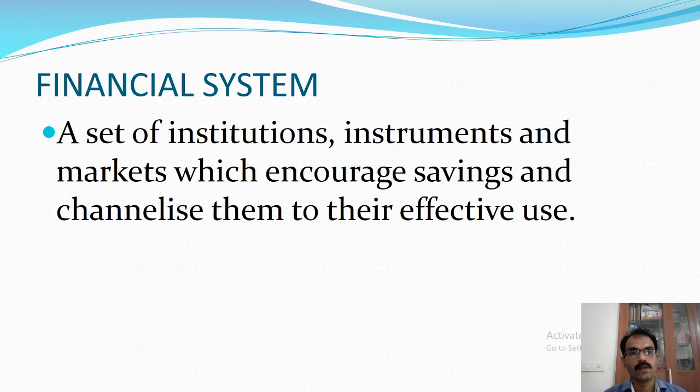Okay, first of all, financial system. What's a financial system? A set of institutions, instruments, and markets which encourage savings and channelize them to their effective use. Such a system is called a financial system. So, a financial system includes a set of institutions, instruments, and markets. What are they doing? They encourage savings and channelize these savings to their effective use.